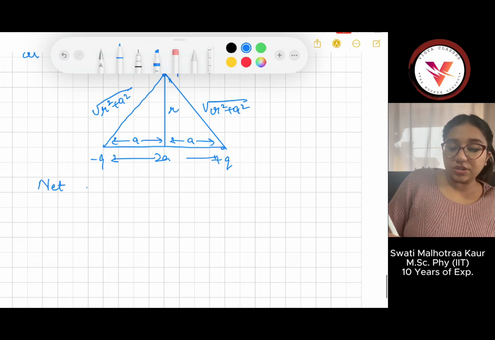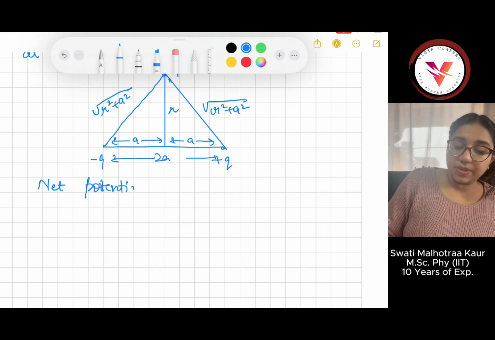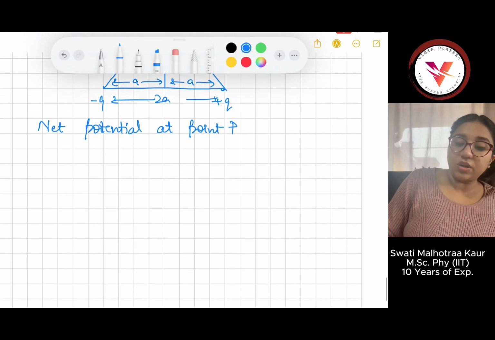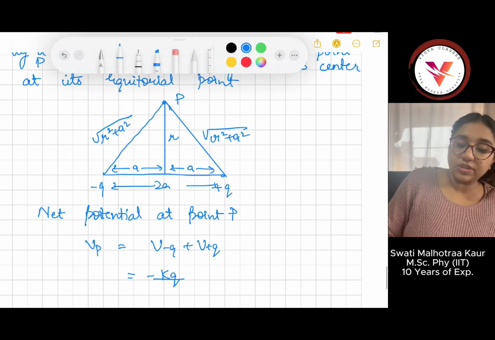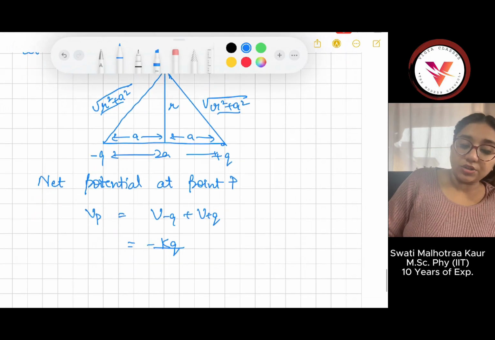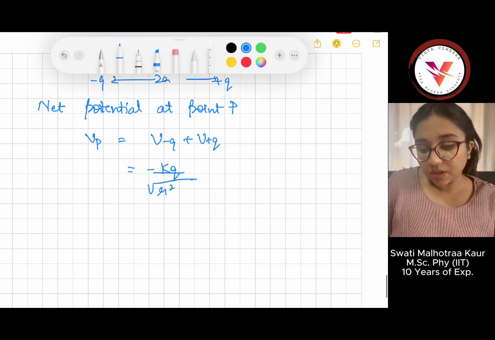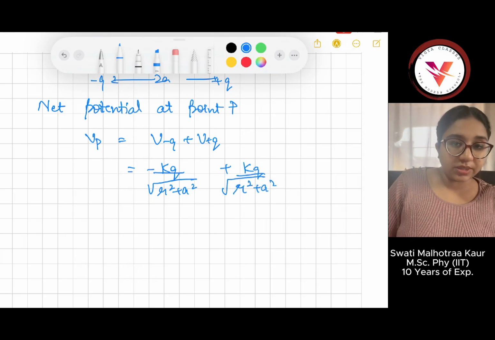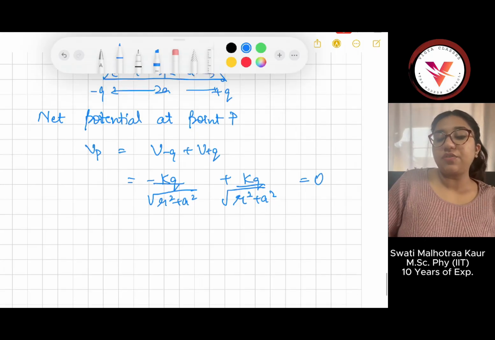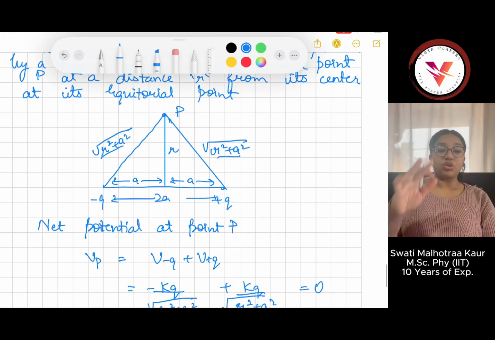So the net potential at point P is basically the sum of the potentials due to both the charges. This is minus KQ upon under root of r square plus a square, and plus KQ upon under root of r square plus a square. Both the terms are the same, one is positive, one negative, so the total effect is 0. That means there is no potential on the equatorial point.